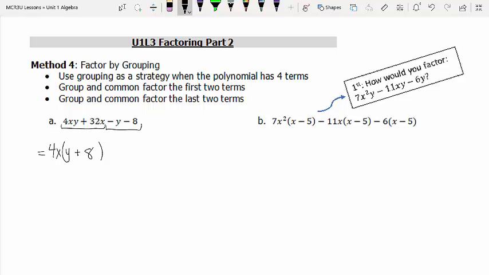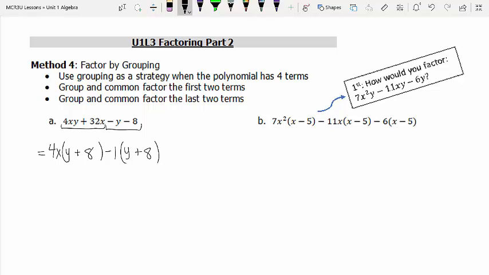What's common between negative y and negative 8? Not a whole lot. We can really only divide them both by negative 1, so my common factor here is a negative 1, and then write what's left in the bracket. Or think, divide each term by negative 1. So negative y divided by negative 1 is just y, and negative 8 divided by negative 1 is positive 8.